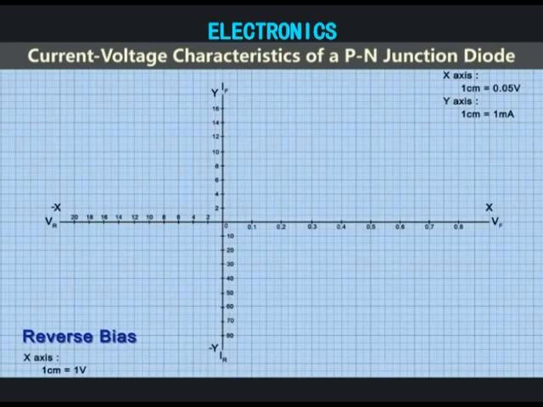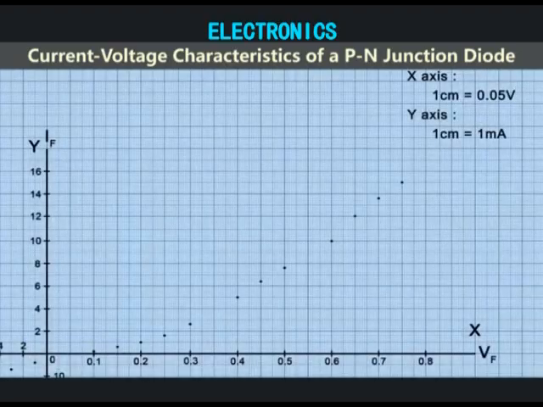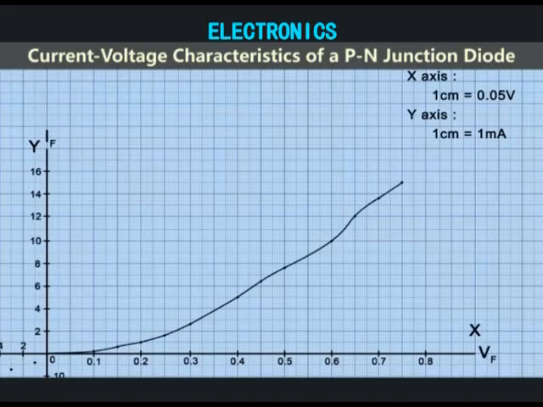Let us plot the observations on a graph, taking forward voltage along the x-axis and forward current along the y-axis. Reverse voltage is along the negative x-axis and reverse current along the negative y-axis. Observe that in forward biasing, the forward current initially remains zero till the barrier potential of the junction is reached. Thereafter, the current starts increasing slowly in the beginning and then rapidly.